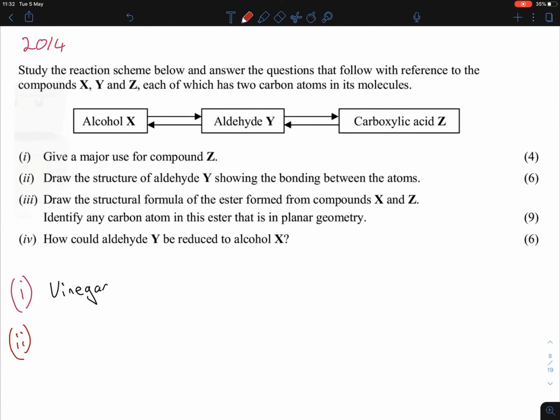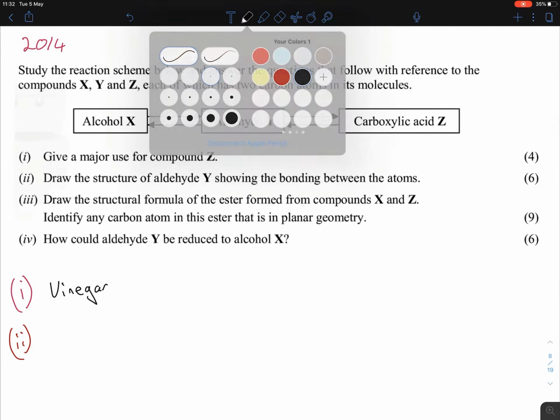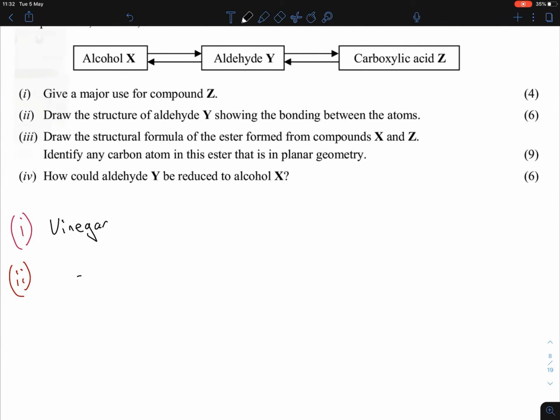Okay, part 2. Draw the structure of aldehyde Y showing the bonding between the atoms. Okay, so that's grand. So we just draw in our 2 carbon atoms. We know the functional group is at the very end. So I do my CHO there. And I have the CHO over here as an angle, as you can see there. That doesn't matter if you have an angle or a straight line.